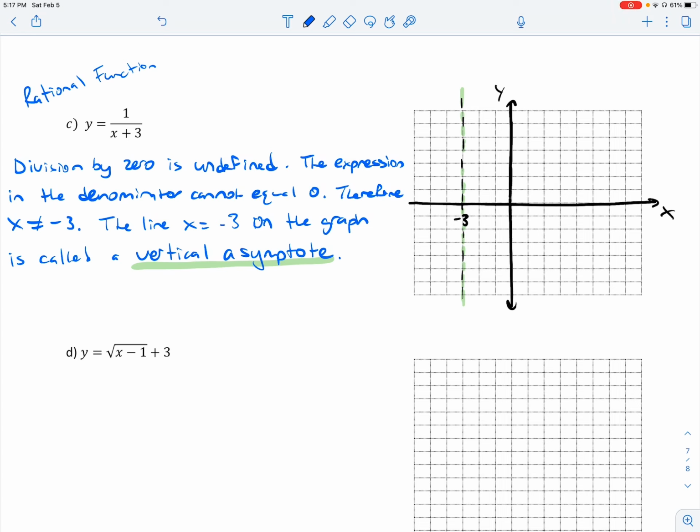Okay. Now there's one other thing that's special about this too. So the function actually has another asymptote.